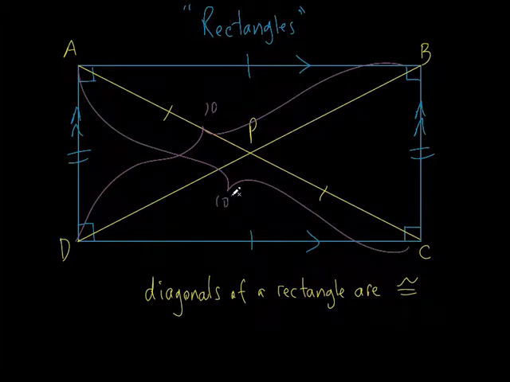Now watch. Those diagonals are bisected, right? So if I take 10, split that in half, what do I get? 5. So AP is 5, and guess what else is? PC. Well, what must be true about DP and BP? They both have to be 5 as well.